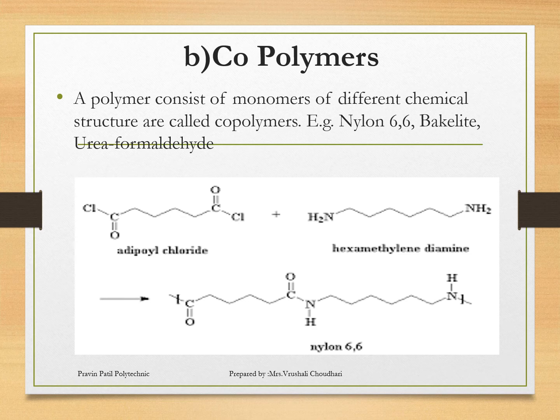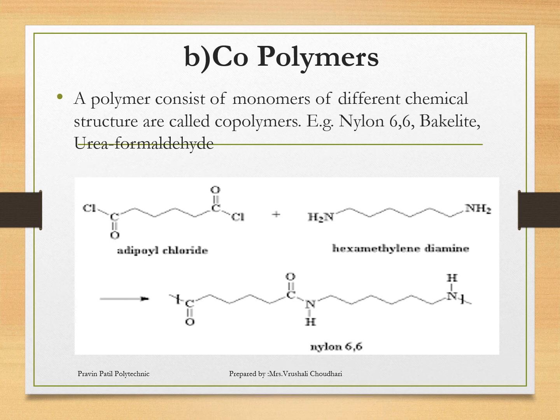Copolymers. What is the meaning of co? It is made up of different chemical structures. Monomers are different, so it is called a copolymer. A polymer consisting of monomers of different chemical structures is called a copolymer. Examples: nylon 66, bakelite, urea formaldehyde.